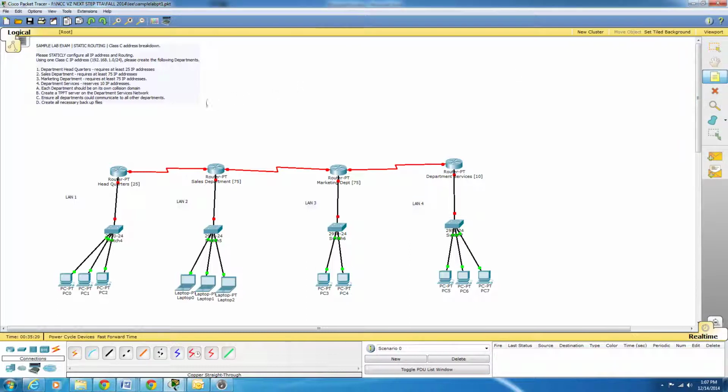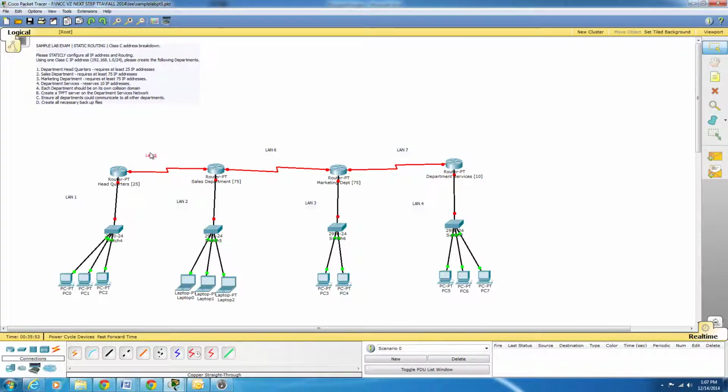And I guess the LANs that go from router to router, we'd call that LAN 5. Okay, LAN 6. And finally, LAN 7. That looks nice.